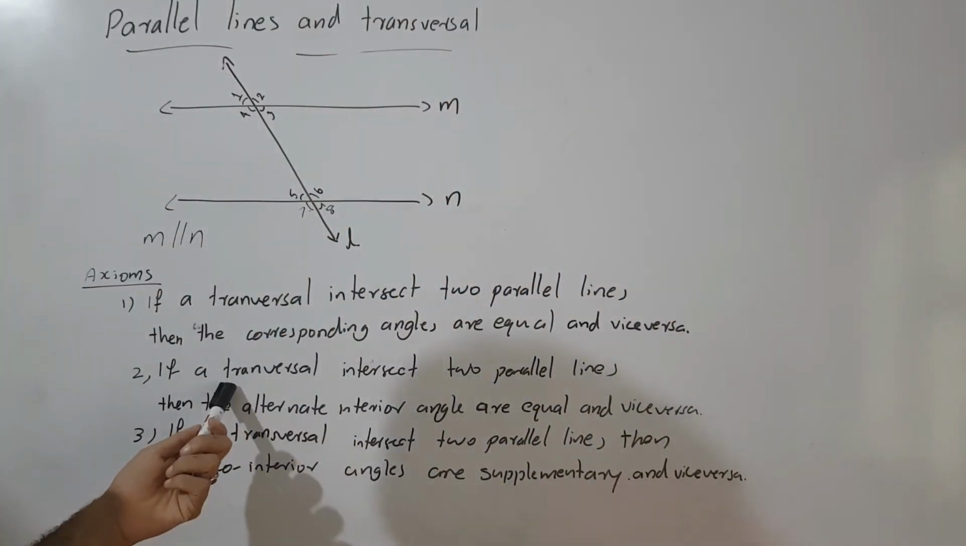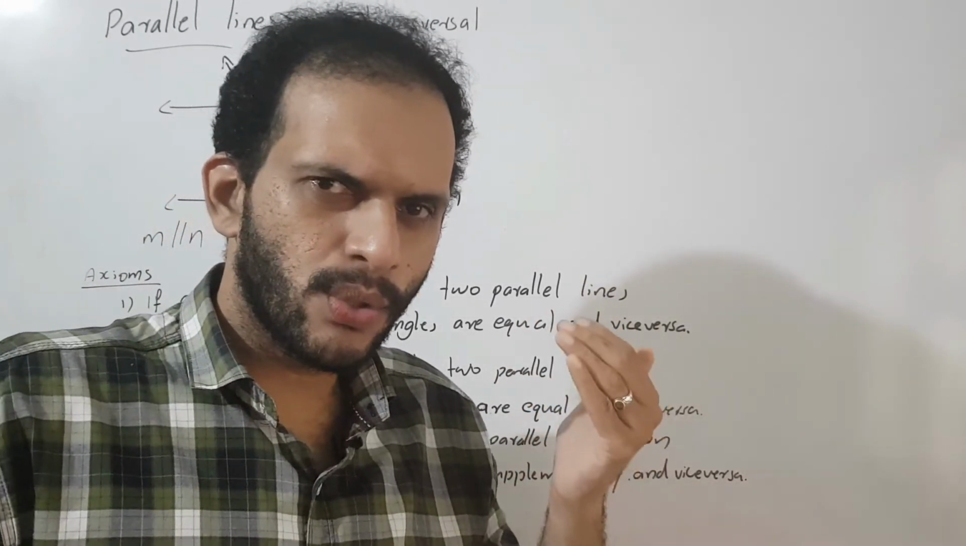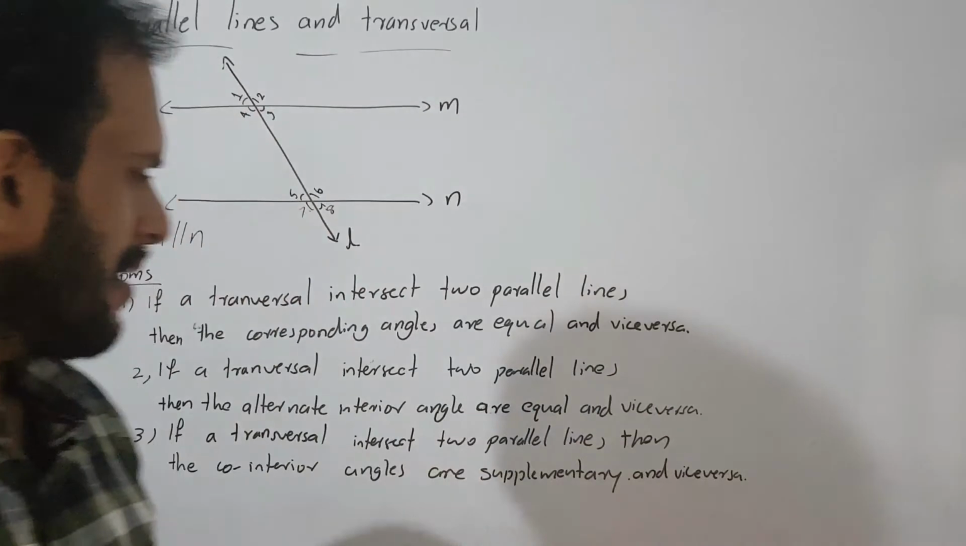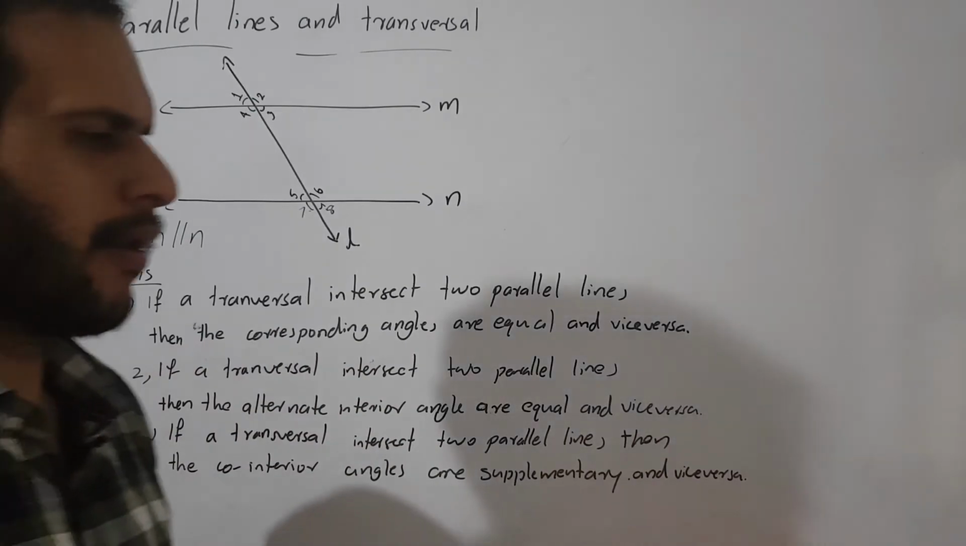What is the reverse of this one? If a transversal intersects two lines, the alternate interior angles are equal there, then the lines are parallel.